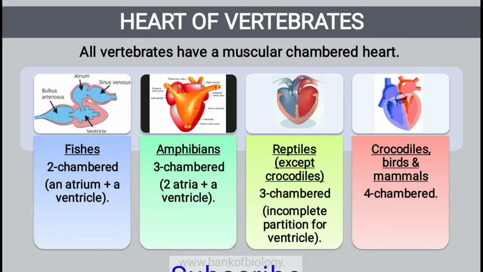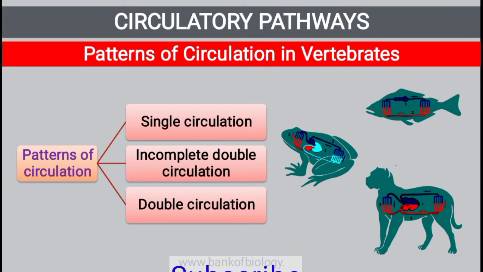Whereas crocodiles, birds and mammals have a four chambered heart, two atria and two ventricles are present, as you can see in the diagram also. If we talk about patterns of circulation, single circulation is present in fishes, incomplete or double circulation in frogs, whereas double circulation is seen in vertebrates like dogs, cats and humans, etc.